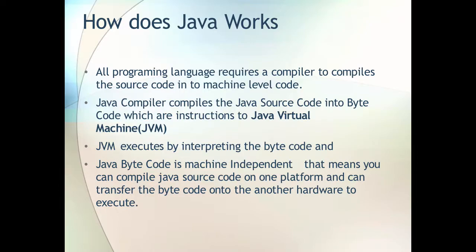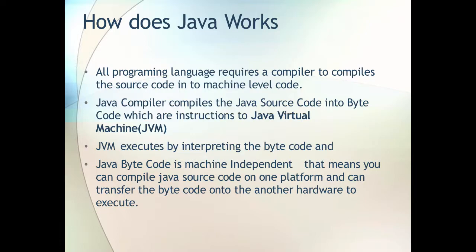All programming languages require a compiler to compile the source code into machine-level code. Whereas an interpreted language like Python actually doesn't compile code when you run it. It's not like a compiled language like Java. The Java compiler compiles the source code into bytecode, which are instructions to the Java Virtual Machine. JVM, which is short for Java Virtual Machine, executes by interpreting the bytecode, and Java bytecode is machine independent.